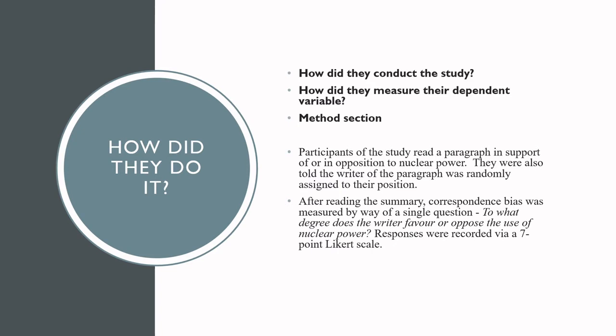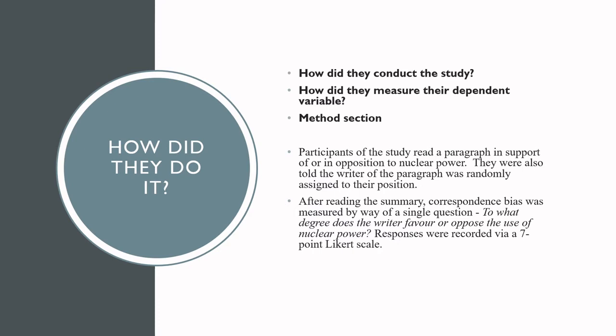And this will probably be the longest part of the summary, or I would expect it to be. And what I wrote for my summary was as follows. Participants of the study read a paragraph in support of or in opposition to nuclear power. That was the first thing they did. They were also told the writer of the paragraph was randomly assigned to their position. I felt that was important enough to include because it directly relates to the correspondence bias.